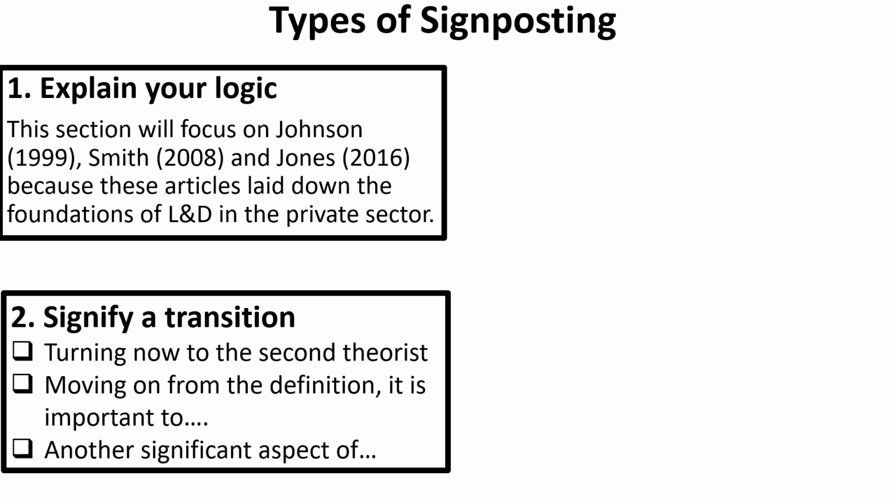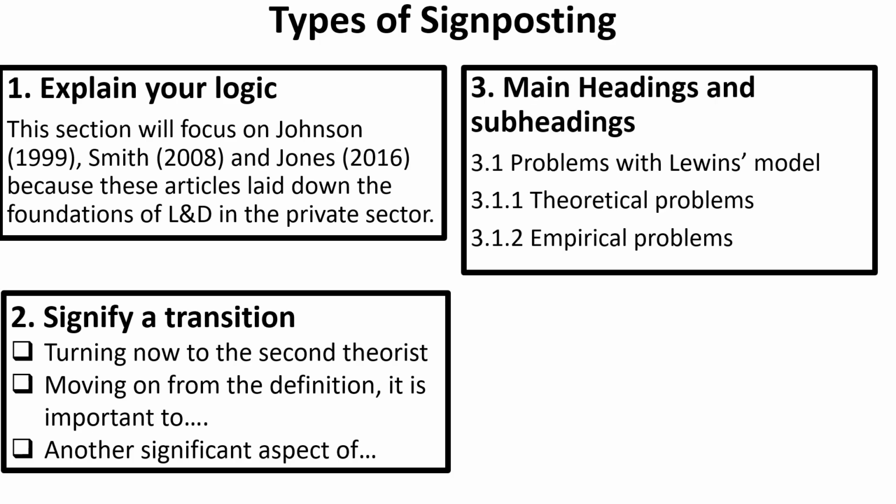Another significant aspect of it is vital to use headings and subheadings in the lit review. This makes your work appear to be ordered and well planned. You make it easy for the reader to understand what is happening. Also use numbering to make it even easier: 3.0, then 3.1, then 3.1.1.